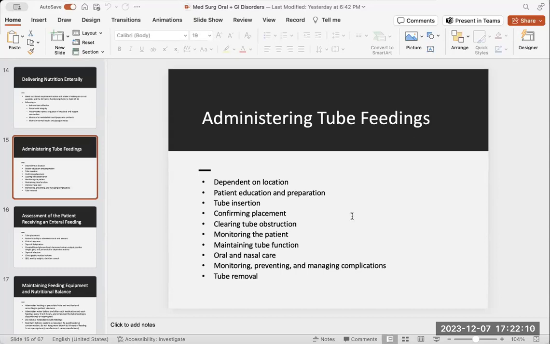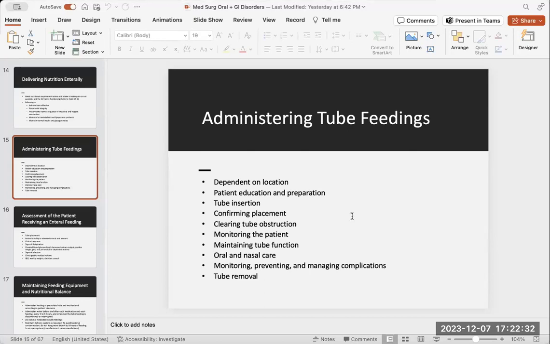If nothing really comes out after, let's say, 2 to 3 hours, enough time to digest the food, that's really good because that means they're digesting it and it's not sitting in the stomach. But if you pull back and it's filling up a 10 cc syringe or whatever, that means they're not tolerating it, that there's something wrong.